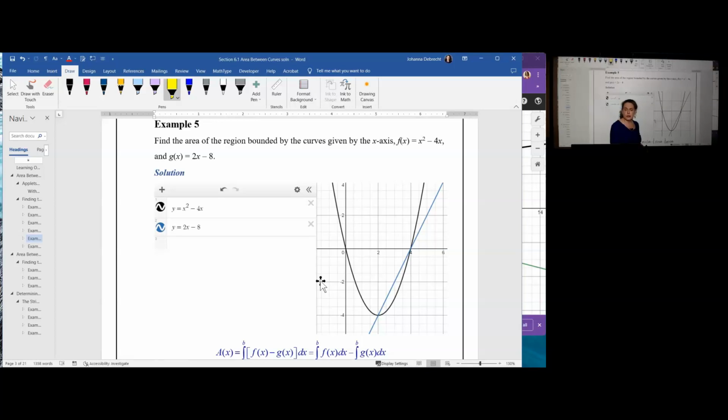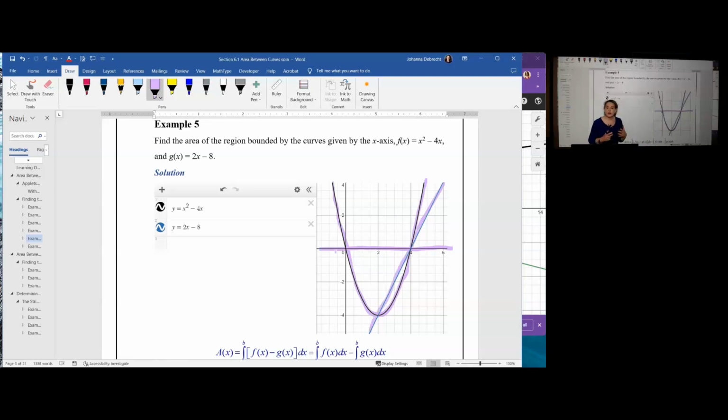If we were only looking for the area between f and g, it would be this narrow crescent shape that you see here. But that doesn't include the x-axis. And the directions are clear that they want the region bounded by the x-axis, f and g. To find it, let's highlight the 3 curves. Here is the x-axis. Here is the parabola given by x squared minus 4x. And here is the last one.